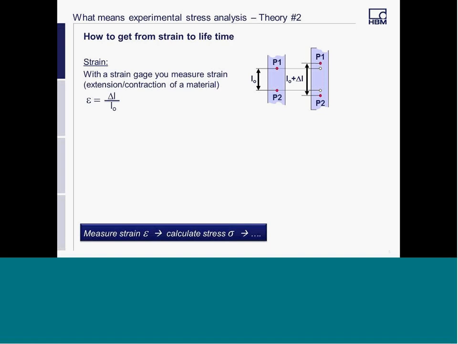Okay, how to get from strain to lifetime. We measure the strain. We will do that later on with the strain gauge. But the first question, what does strain mean? Strain is the extension, or the opposite, the contraction of a material. On the picture before, if you put external forces on the left and right side, then the material will get longer or shorter. You see here points 1 and 2. If you put external forces here and here, the material will get longer. That means strain, and that you can measure.